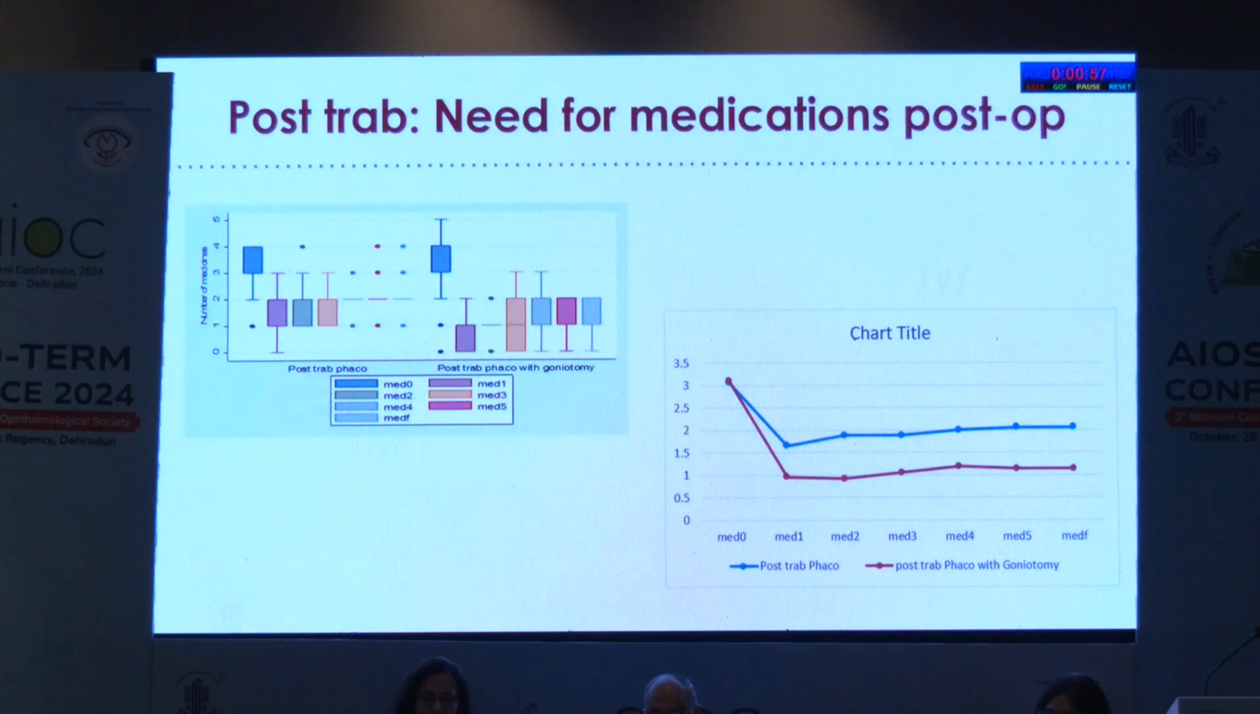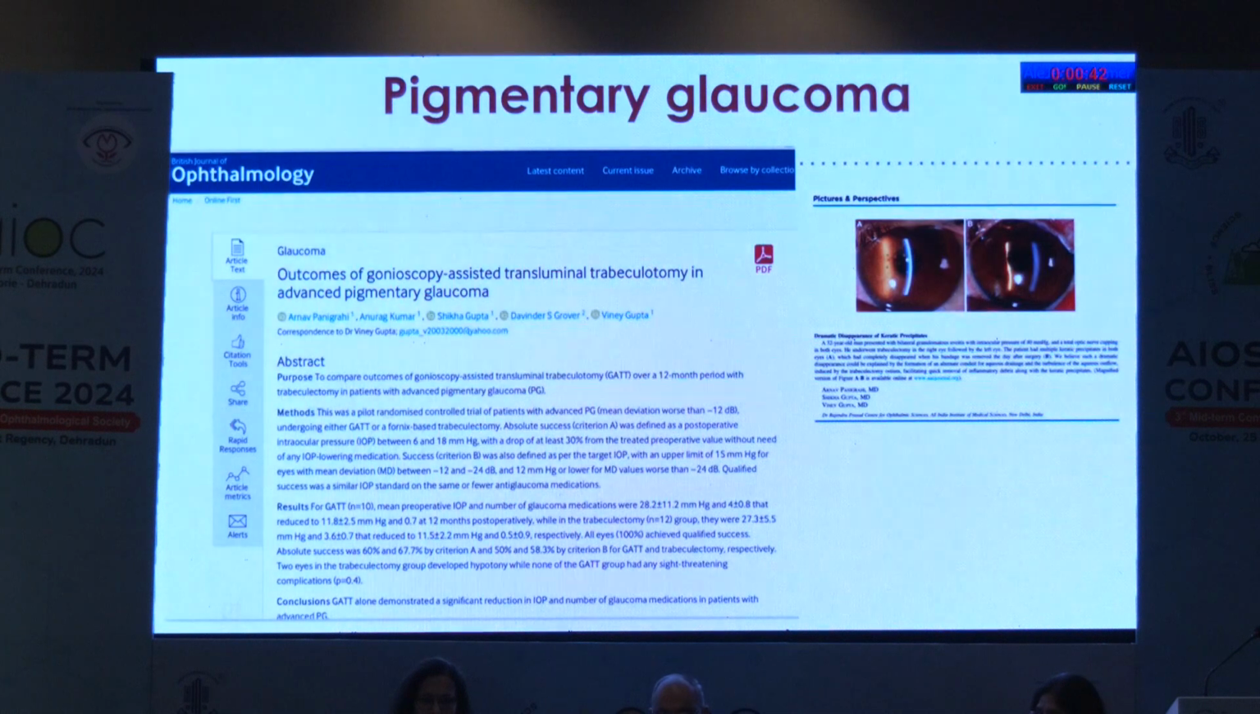Even in eyes post-TRAB where they're needing medications, this surgery can be used as a salvage surgery rather than going for a re-TRAB when even the needling is not working. So we can extract the lens along with doing a MIGS, and it does show good results. Recently we've also published a case series on GAT in advanced pigmentary glaucoma, and we compared these patients with our TRAB patients in advanced pigmentary glaucoma, and we saw that the results were equivalent. The number of medications and the IOP were almost similar in the 2 groups.